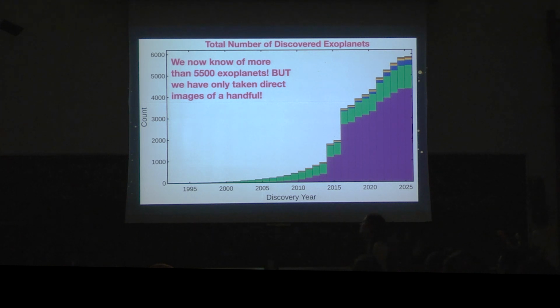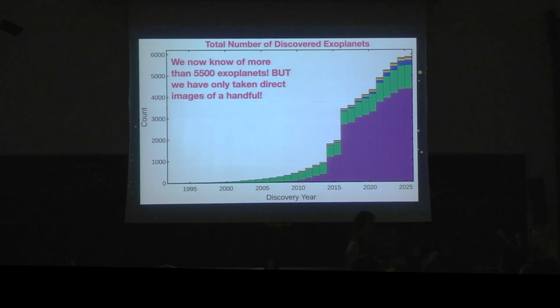The color coding here tells you what techniques were used, and I'm not going to go through the list of those many techniques, but I will say that those two methods that I just mentioned are the green and the purple bars. So those are all the indirect planets. What we're going to focus on for the rest of this talk is one of these tiny little slivers that shows you the number of planets that we've actually taken pictures of.